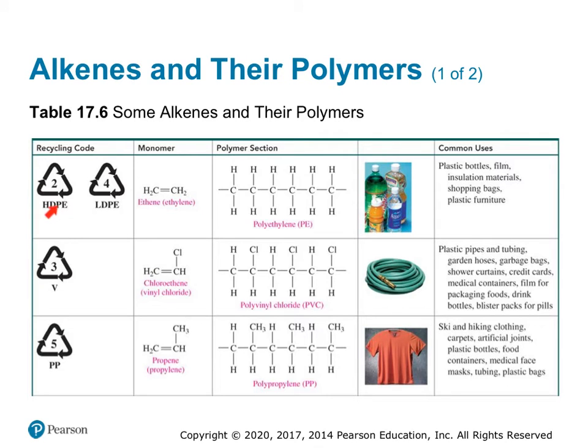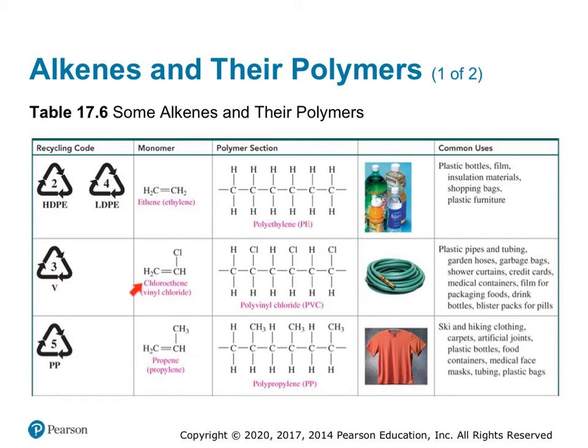So both high density polyethylene and low density polyethylene are made from ethylene or ethene monomers, and they come together to make these polyethylenes. It's used in plastic bottles, insulation, shopping bags, plastic furniture, all kinds of different things.